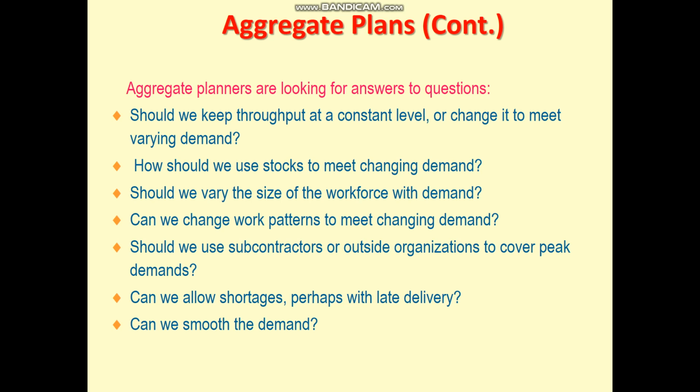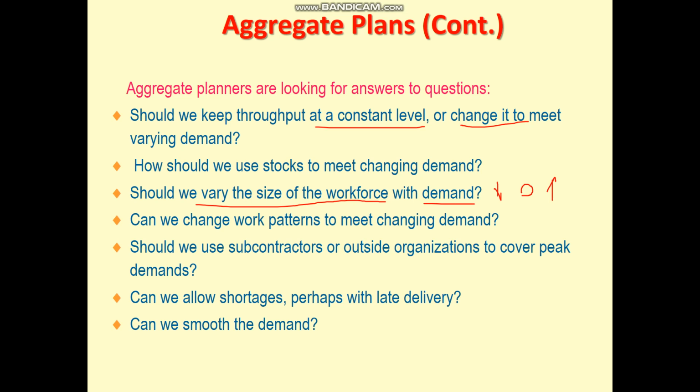So when we make the aggregate plans, we try to answer the questions: should we keep the throughput at a constant level, or should we change it to meet the varying demand? How can we control our stock level to meet the changing demand? How much should we keep for our safety stock so that we can satisfy the demand? Or should we just vary the size of the workforce with the demand? For example, if the demand is low, we fire someone. If the demand is high, we hire someone.